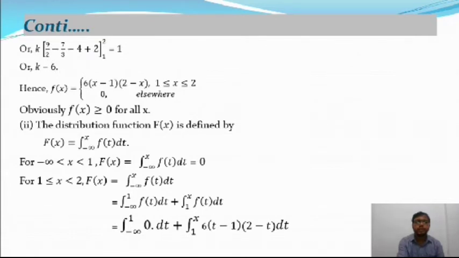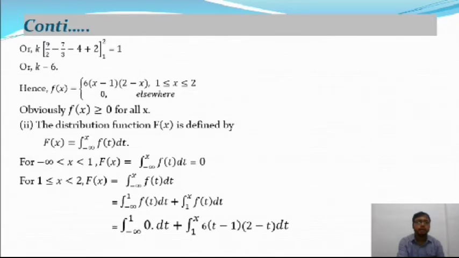So after putting the value of k, the given probability density function will give f(x) equal to 6 into (x minus 1) into (2 minus x) in the interval 1 to 2, and 0 elsewhere. So this is the probability density function, after putting the value of k. So obviously f(x) is greater than or equal to 0 for all values of x.